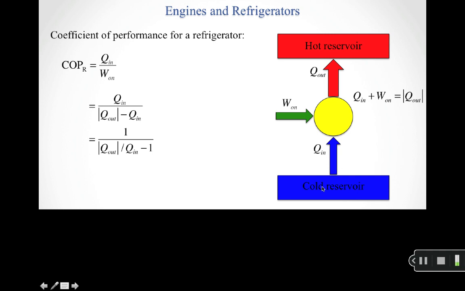And here's our schematic for thinking about what's going on with our refrigerator. Notice that the energy I take in as heat is coming from the cold reservoir. Your refrigerator is literally trying to take energy that's inside it and get rid of that energy. You do work on it, that's why you have to plug your refrigerator in, and then it combines those two things and dumps them out into the hot reservoir.